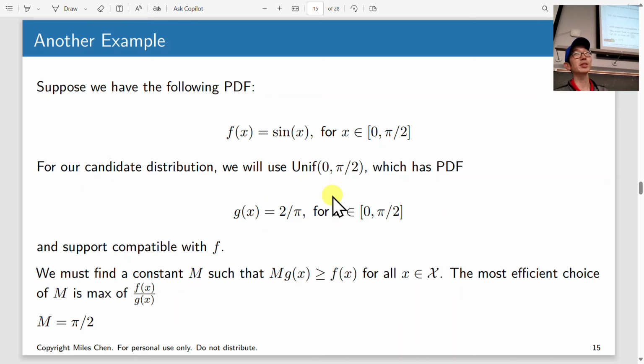And in order for the support of f to fall within the support of g, our uniform distribution will go from 0 to pi half. And so the PDF of this is going to be 2 over pi. Then we want to find a value of m such that m times g of x is greater than f of x for all values of x. Well, sine of x has a max of 1, and so basically I just need to multiply this thing by pi over 2.